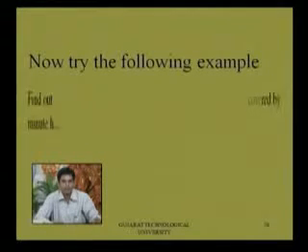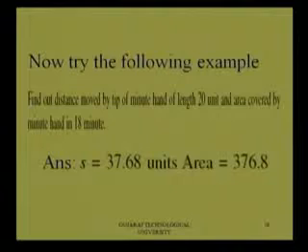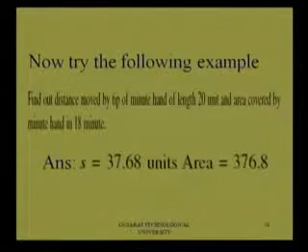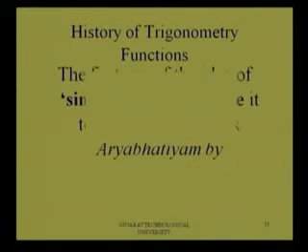Now try the following example. Find out the distance moved by the tip of a minute hand of length 20 units and the area covered by the minute hand in 18 minutes. Answer is 37.68. That is the distance covered by the tip of the minute hand, and the area is 376.8. Now we will discuss the history of trigonometric functions.